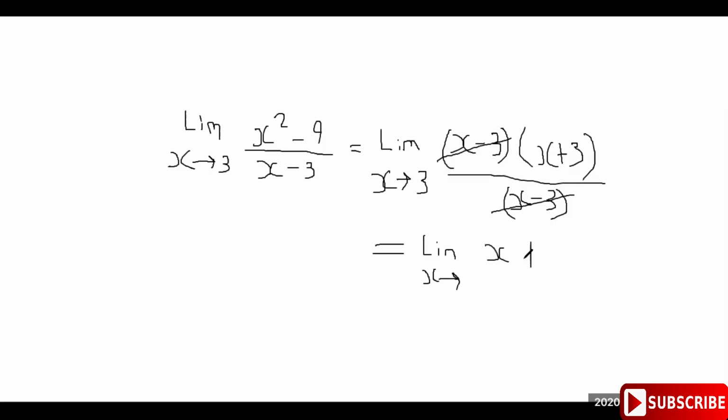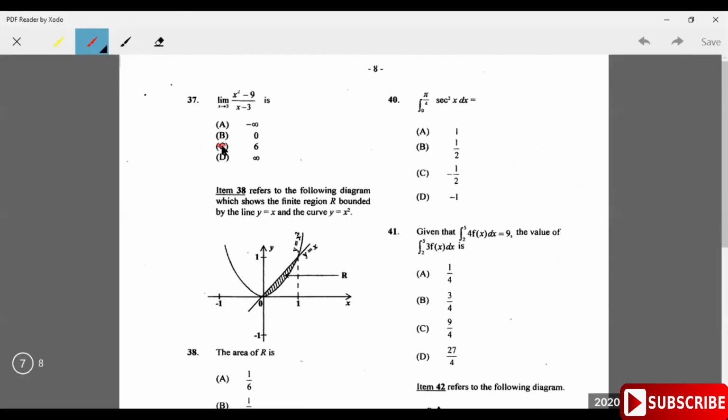And now we can plug in x being equal to 3. So plug in x equal to 3 and we get 3 plus 3. And 3 plus 3 is 6. So that looks like option C. Easy, soft. Now question 38.